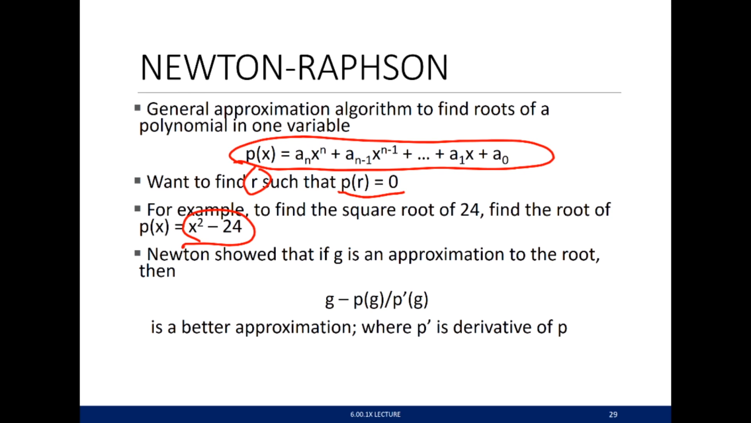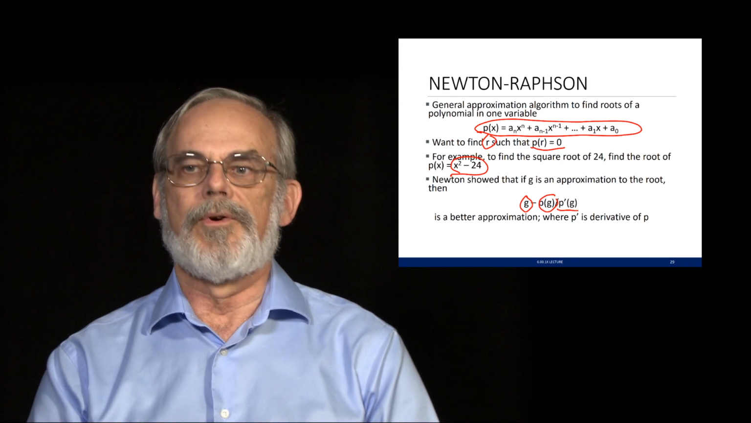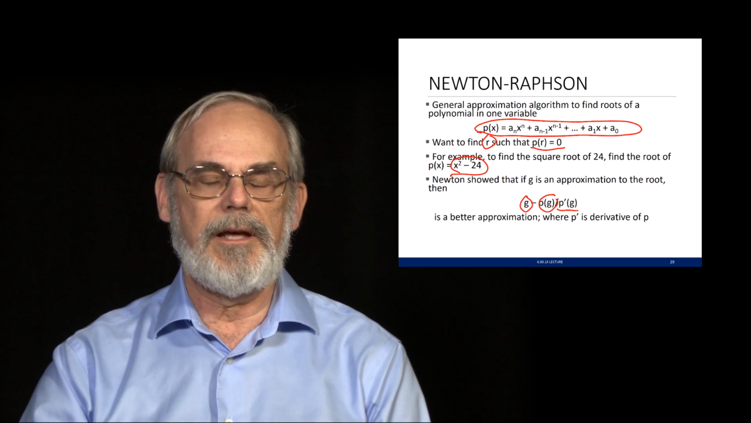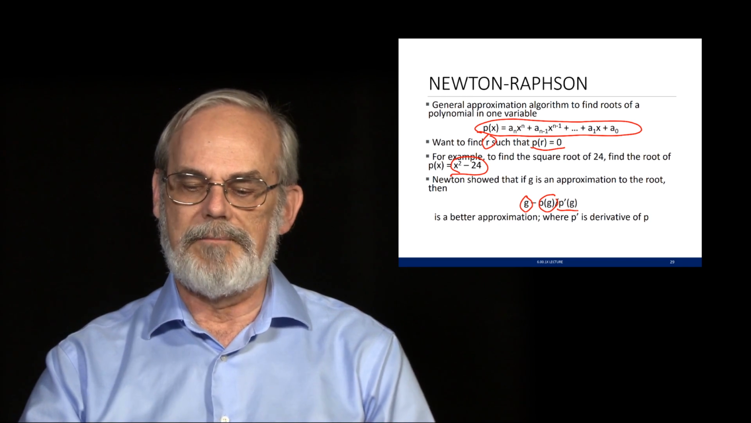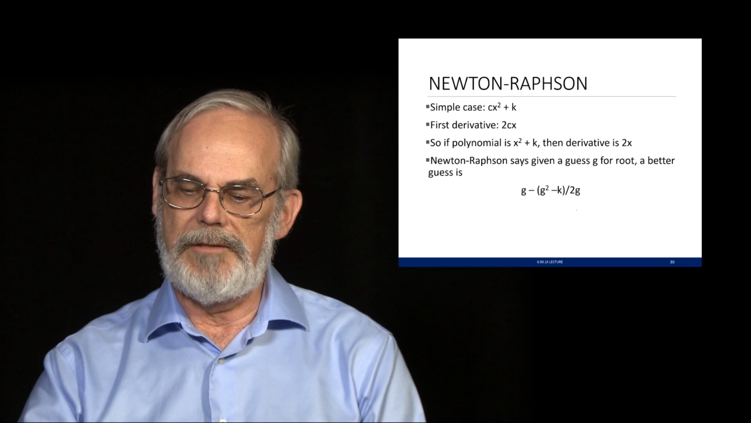What Newton showed was that if g is a good guess to that root, then you can get an even better guess by taking g and subtracting from it the polynomial evaluated at g divided by the derivative of the polynomial evaluated at g. And if you haven't done calculus and you don't know what a derivative is, don't worry. We're going to show you what it is in this simple case of a square root. But I want to let you see the power of doing Newton-Raphson. So Newton showed if I've got a good guess, I can make it better by taking p of g divided by the derivative of p at g and subtracting that off of g.